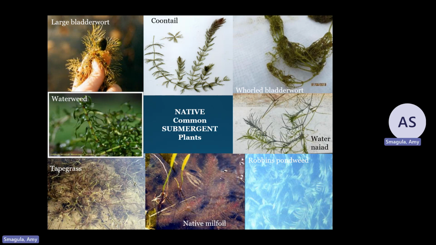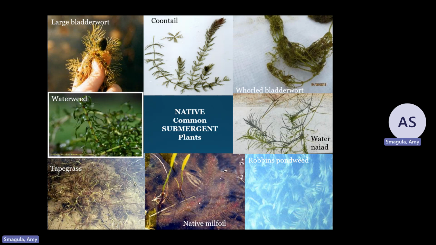Moving down to middle right, this is water naiad. We have a couple native species that look like this one. It's a very small plant that is usually low growing on the lake bottom, and it has needle-like leaves that are in little clusters along the stem. Down on the bottom right is robin's pondweed. This one has like a feather frond or ostrich fern type appearance, and it's usually really close to the lake bottom, kind of tucked along the sediment.